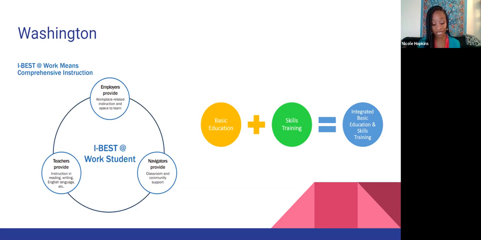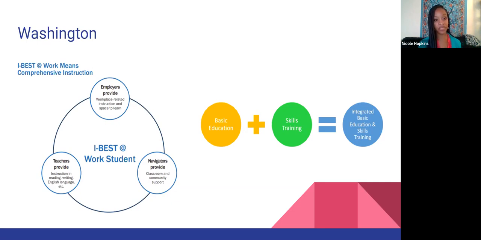So the IBAS model in Washington has three core components, which you may or may not be familiar with. So I'm going to go ahead and name these off for you. We've got contextualization, integration, and wraparound support services. When we're talking about contextualization, that specifically means contextualizing a career and technical education program or sector or field to, let's say, the College and Career Readiness Standards. So that's the contextualization piece of the program.